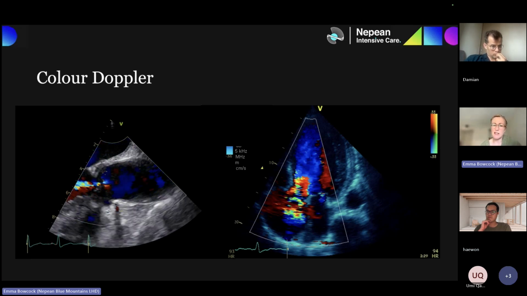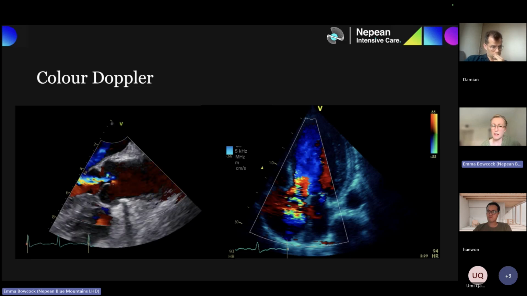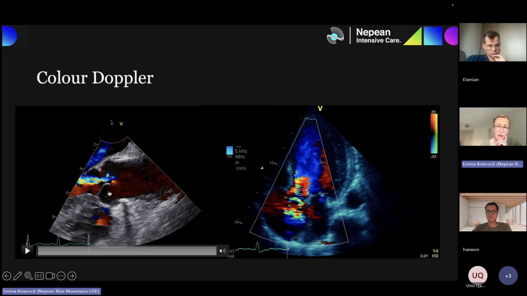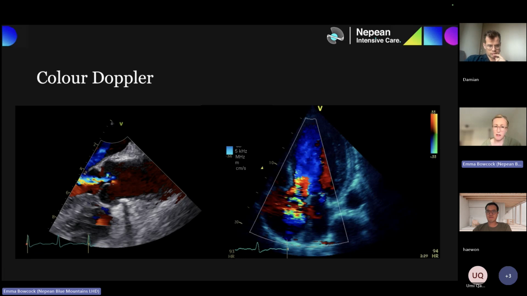So is everyone happy that that's consistent with a mild AR? You haven't got much flow convergence zone really, or very small. And if I got the calipers out and measured that vena contracta, what is vena contracta actually? Can anyone give me a neat definition of that? What is the vena contracta when I'm saying that? So it's the neck of the jet, isn't it?